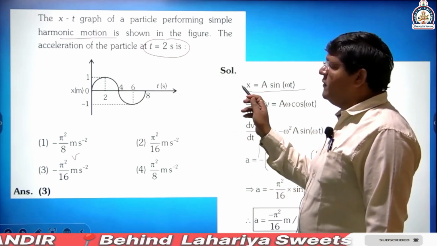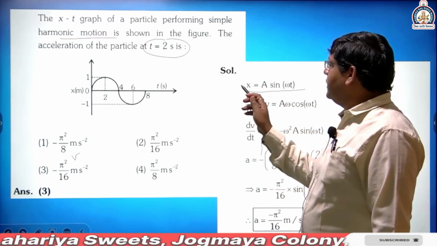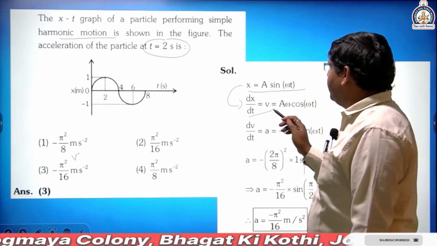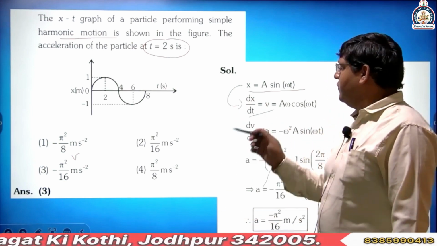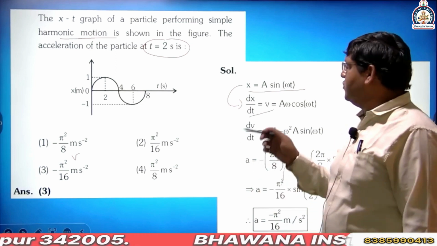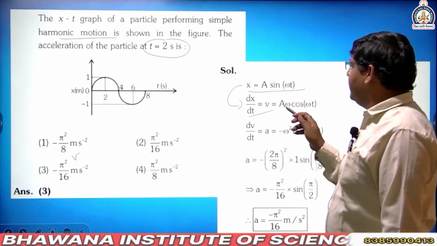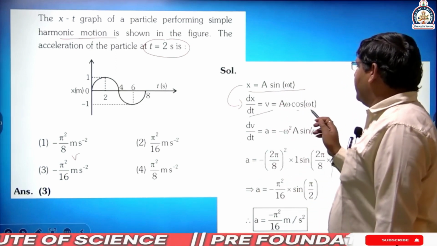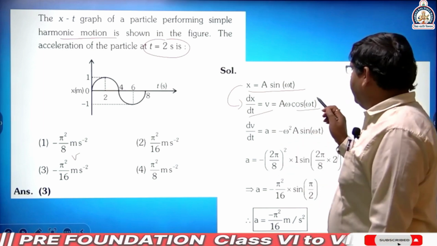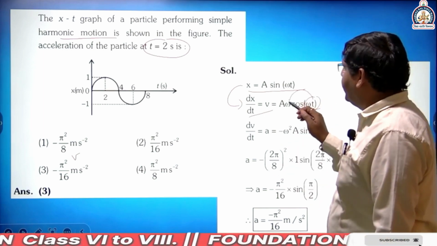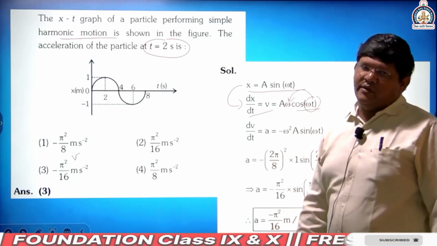We have to calculate the value of acceleration. So first we have to calculate the velocity. The differentiation dx upon dt gives us the velocity. So we have to differentiate this x. By differentiating, a remains a, sin omega t converts into cos omega t, and from omega t we get omega. This is the value of velocity.